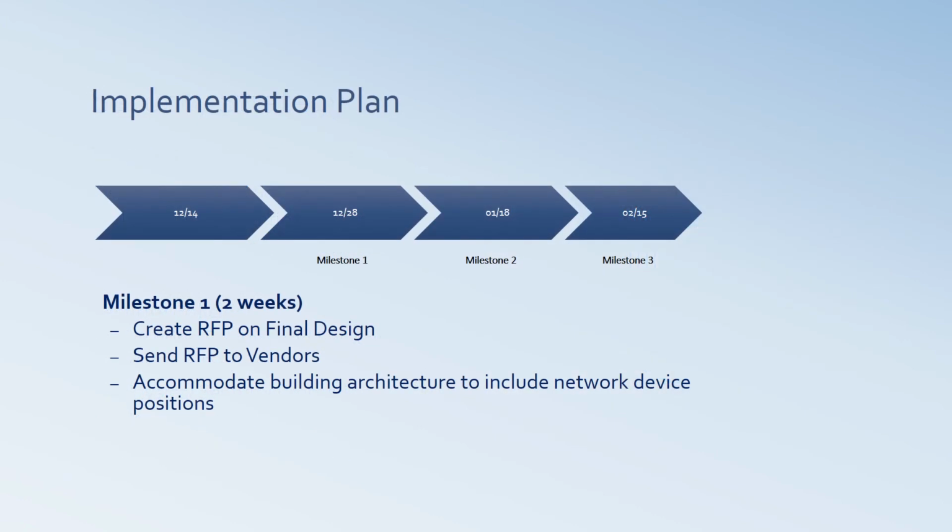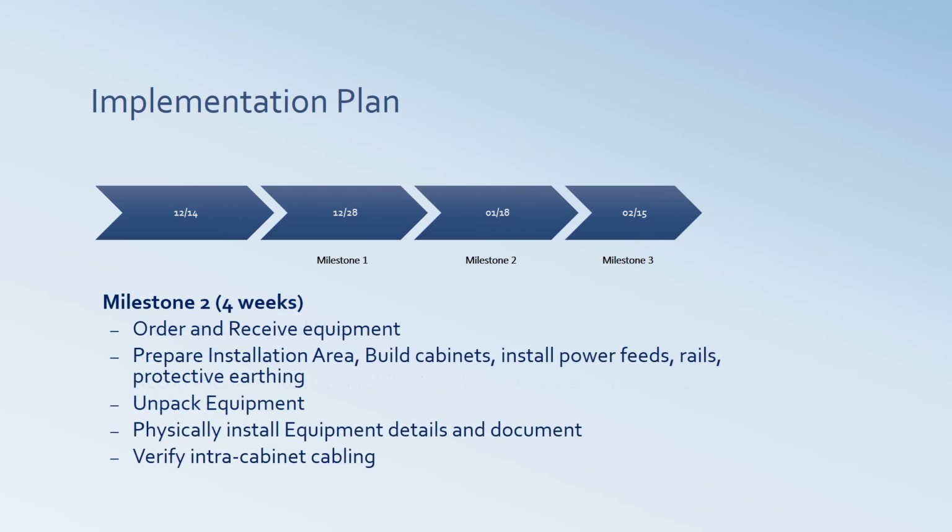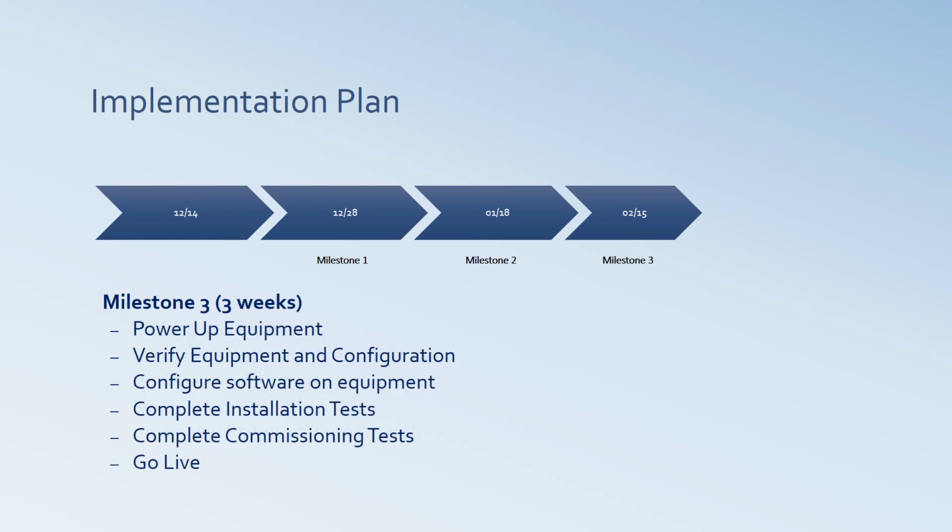And lastly, we have the implementation plan. We are planning to implement this project over a period of 2 months, and in between we have three milestones. The first milestone would be to create an RFP and send it to the vendors. In the second milestone, we would be receiving the equipment based on the RFP sent, and we would be physically installing it. In the last milestone, we would be completing all our installation tests and running the first test on the entire network. And lastly, by the end of the second week of Feb, we would be going live with the project.